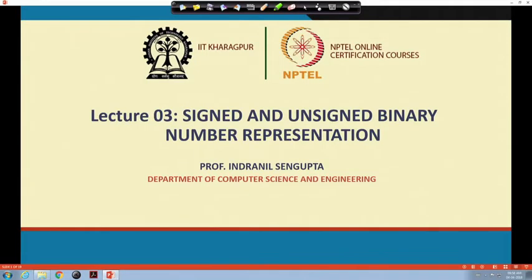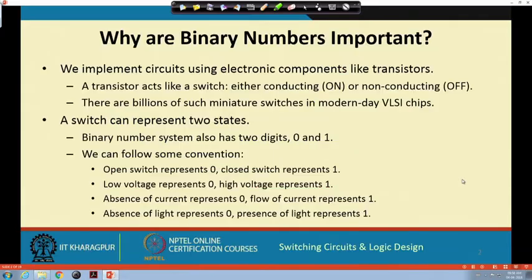So far we did not consider negative numbers. How do we represent negative numbers? We assumed all numbers to be positive. Okay? So, we shall be talking about these specific things in the current lecture. This lecture is titled Signed and Unsigned Binary Number Representation.